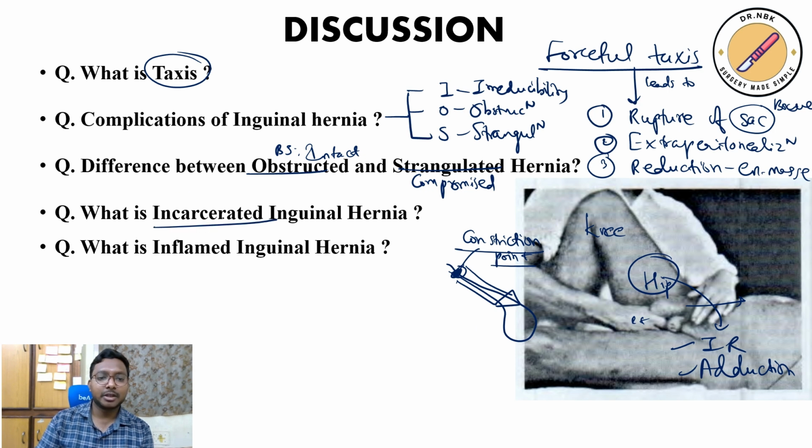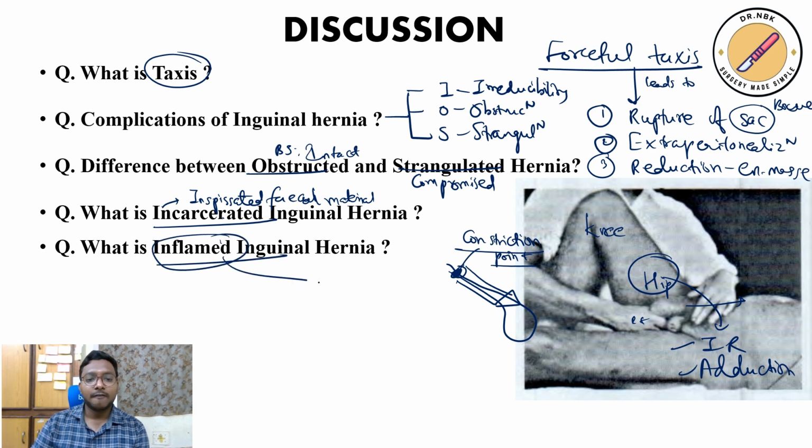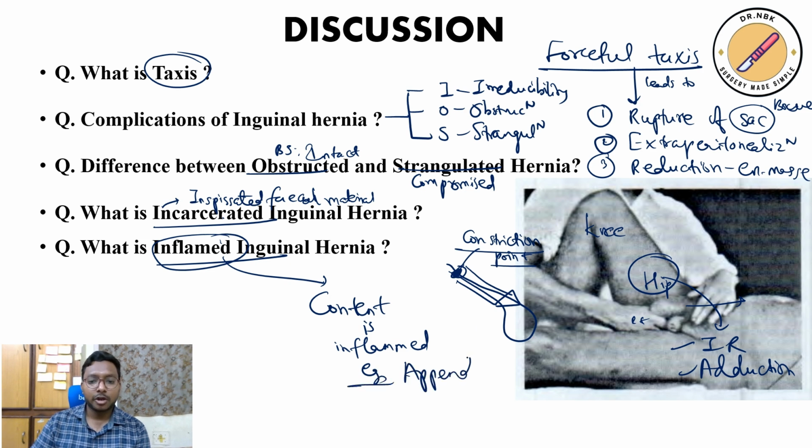Now, what is incarcerated inguinal hernia? Please understand, it is nothing but a type of obstructed hernia where the obstruction is due to inspissated fecal material. So in case of enterocele with a prolonged duration, the fecal matter can get inspissated, and that will cause the obstruction. That is called incarcerated inguinal hernia. So what is inflamed inguinal hernia? Whenever the content of the hernia is inflamed, that is called inflamed inguinal hernia. What are the examples? You can have appendix or you can have fallopian tube.